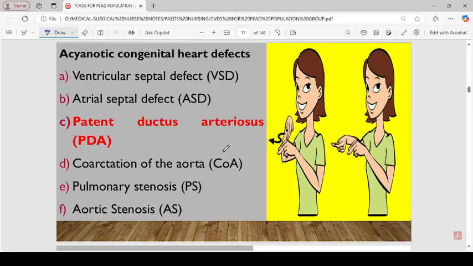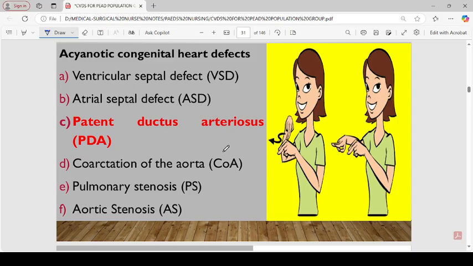Right, guys, so we are looking at acyanotic congenital heart disorders. We have already looked at VSD. We are now looking at ASD. So we could also pause the video and attempt the free quiz on atrial septal defect just to test your understanding of that lesson.